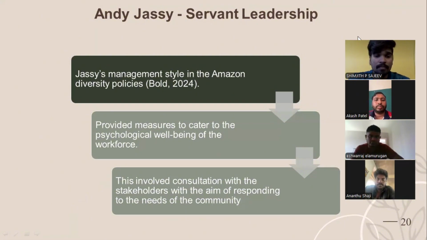Jassy practices servant leadership in terms of Amazon's approaches to diversity and inclusion. He provided measures that enhance the psychological state of the employees. Through communication with the stakeholders, Jassy guarantees that the strategies formulated by Amazon are responsive to the needs and aspirations of the community, which proves his loyalty towards the team and the community as well. Moving to the next slide.